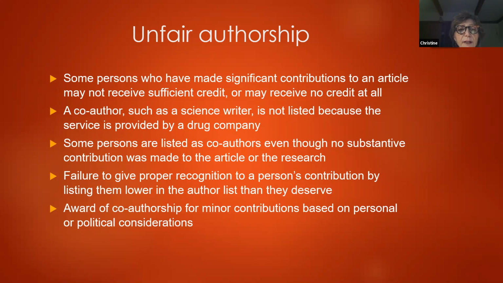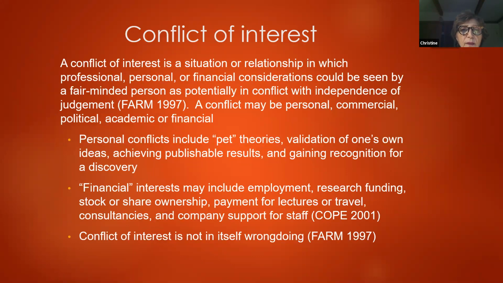And that's self-explanatory. Failure to give proper recognition to a person's contribution by listing them lower in the author list than they deserve. Again, that's also self-explanatory. And then award of co-authorship for minor contributions based on personal or political considerations. We also talked about that briefly, and that's self-explanatory as well. Next slide, please. So COI, which you'll see abbreviated often, conflict of interest, is probably one of the key issues around publication.